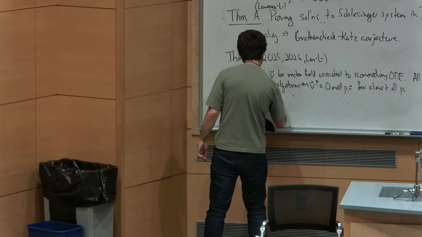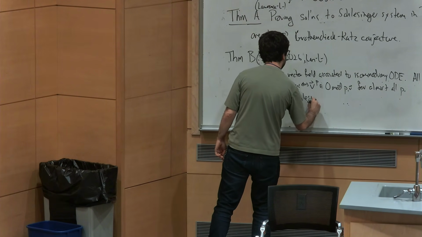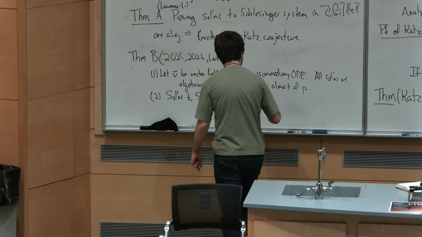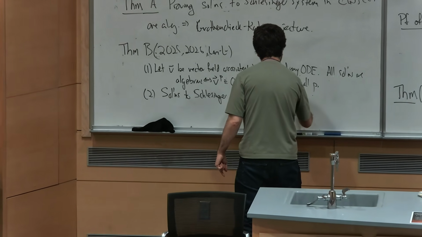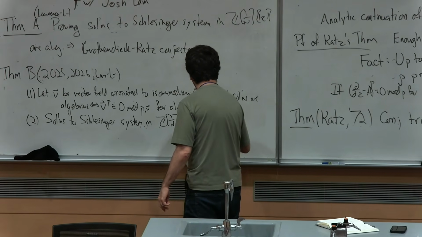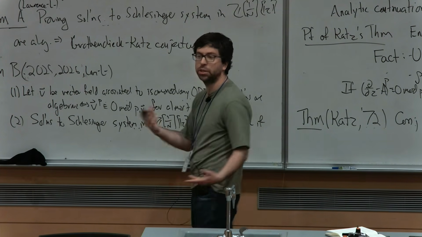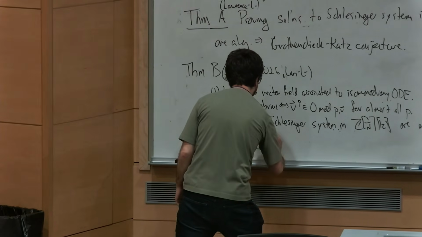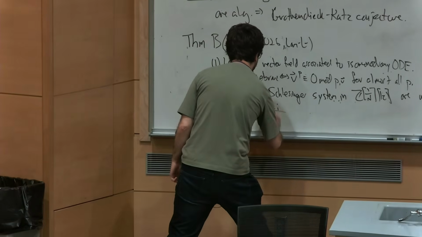solutions to the Schlesinger system in Z adjoin 1 over n double bracket C are algebraic if you're taking the Taylor expansion around some special points. So if d/dz minus the sum of A_i over z minus λ_i.